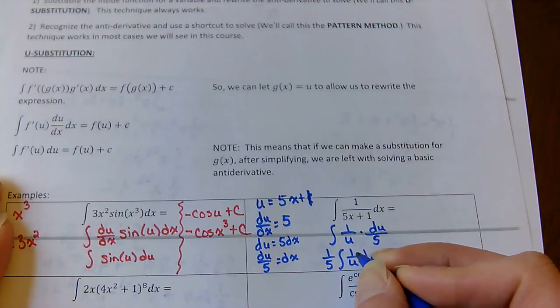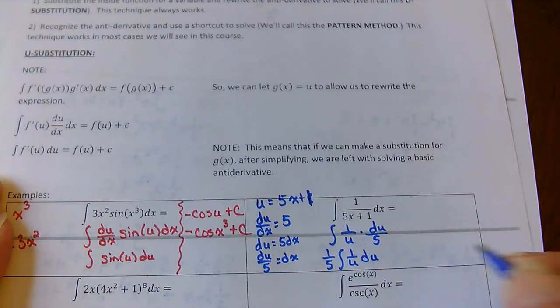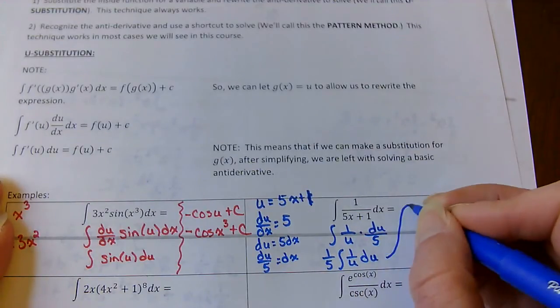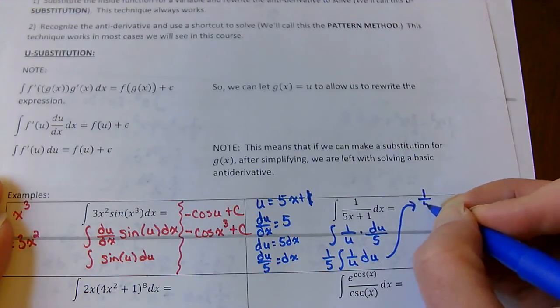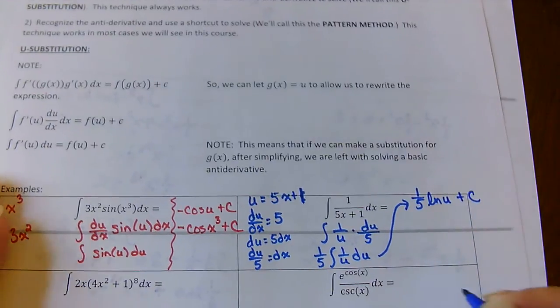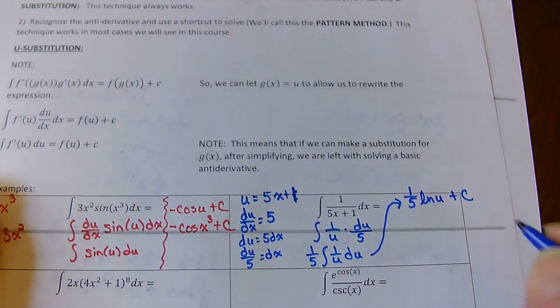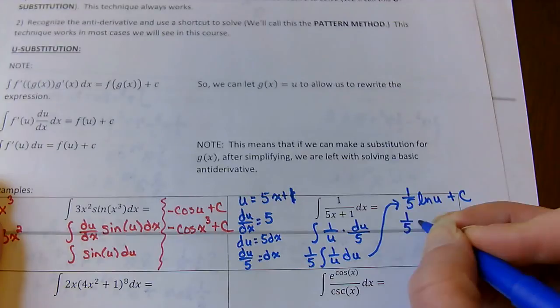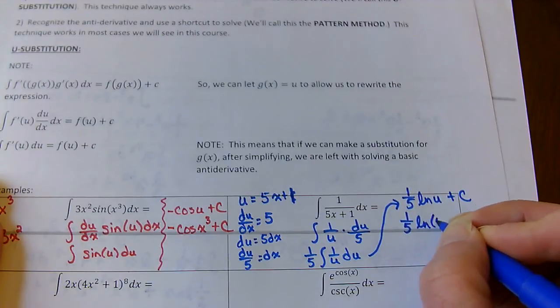Can I take the antiderivative of 1 over u? Sure. That's natural log. There's a 1/5 on the outside. Natural log of u plus c. Well, what was u? Well, u was 5x plus 1.